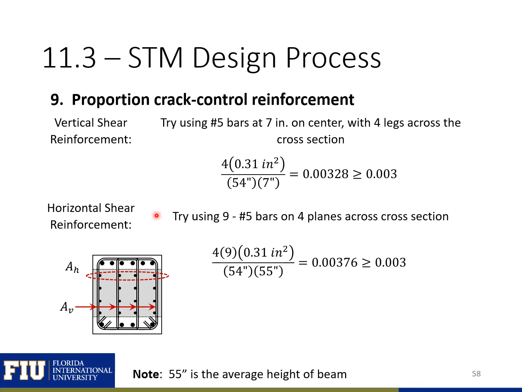With our horizontal shear reinforcement, we're going to try using 9 number 5 bars spaced across the height of our section and located in 4 planes across the cross-section. So we have 4 planes, 9 number 5 bars, and then divided by 54, our bw, and then divided by 55, which is the average height of the beam. And we can see that we have sufficient reinforcement provided in the horizontal direction.